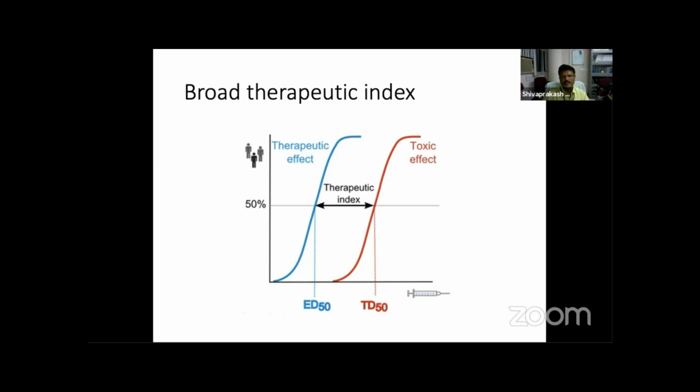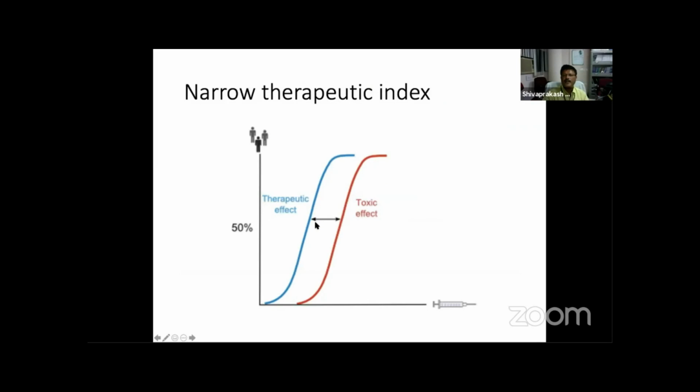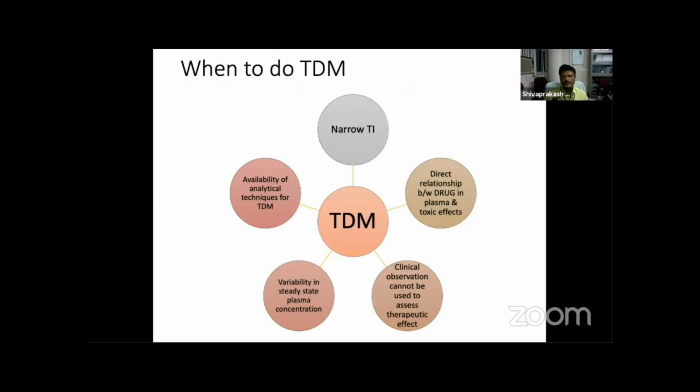But for some drugs, you have a very narrow therapeutic index. In this particular situation especially, you need therapeutic drug monitoring to assess whether the dose is efficacious or toxic. So only for a few antifungals is TDM needed; there is no need to do TDM for all the antifungals. I'll come to it later in my presentation.